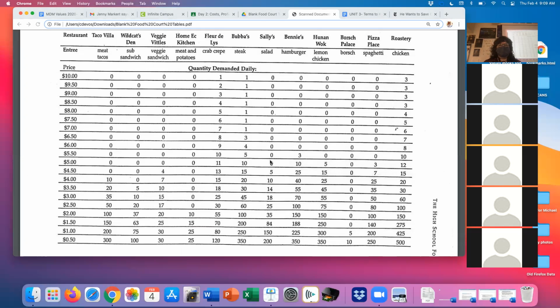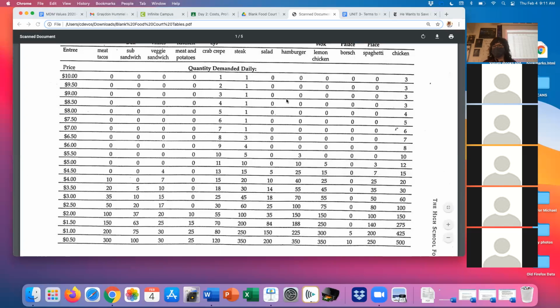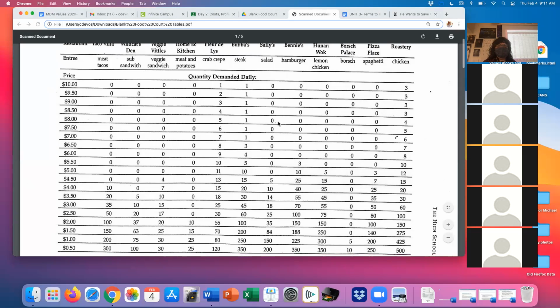Wait, can't you just keep adding $3.40? Wait, what are you guys getting? Let me see yours. Are you doing taco? Are you doing fleur de lis? Yeah. If you keep looking at it, it just keeps going up by $3.40.